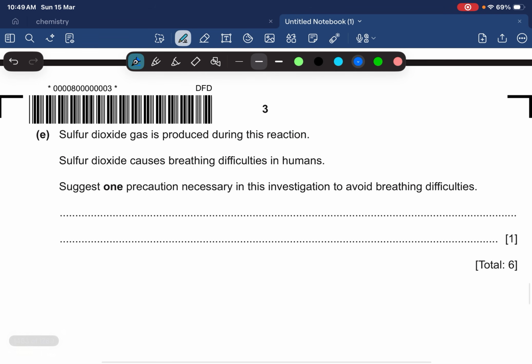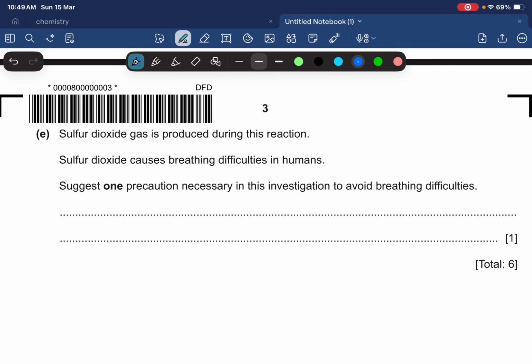Sulfur dioxide gas is produced during this reaction. Sulfur dioxide causes breathing difficulties in humans.